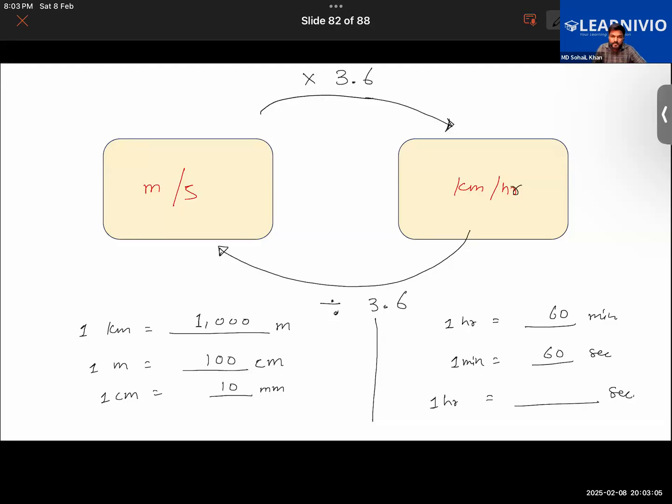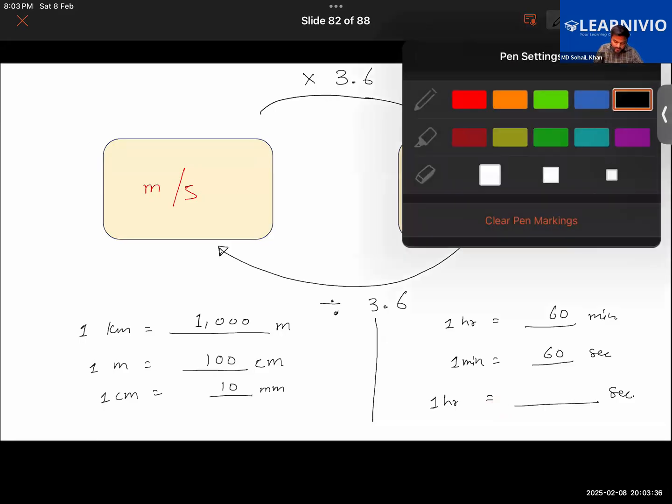120 seconds? Not 60. Repeat again. 1 hour does not have 60 seconds. 120 minutes means 2 hours. 90 seconds means 1.5 minute. No. Pay attention here.